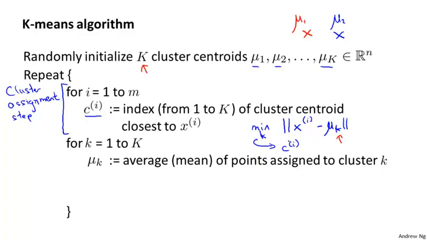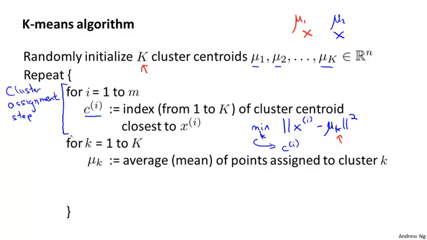By convention, here I've written the distance between xi and the cluster centroid, but people actually tend to write this as the squared distance. So we think of ci as picking the cluster centroid with the smallest squared distance to my training example xi. Of course, minimizing squared distance and minimizing the distance should give you the same value of ci, but we usually put in the square just as a convention that people use for k-means. So that was the cluster assignment step.